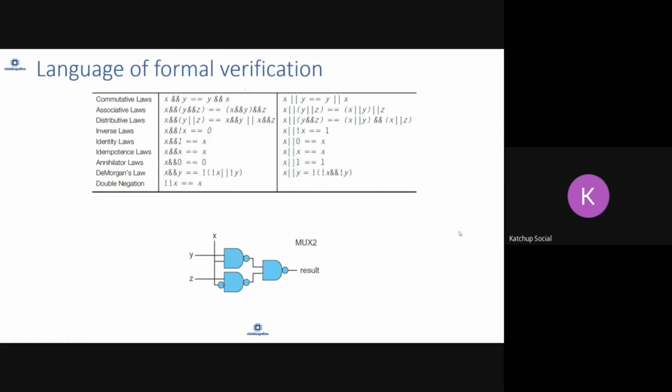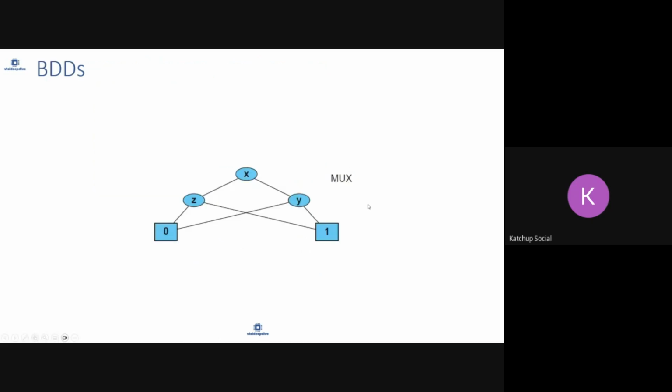The language of formal verification is not very different from what we had seen when we had done the basic Boolean algebra. It uses the same set of basic algebra to solve the equations. Of course, it does it over a big design space. But these equations are similar to what we had run in basic Boolean algebra: commutative laws, associative laws, De Morgan's laws. Those are the equations it uses. But of course, the tool does that automatically rather than doing that on paper.